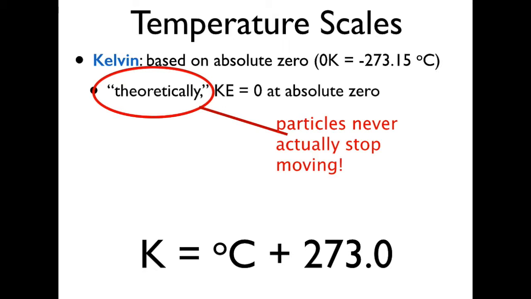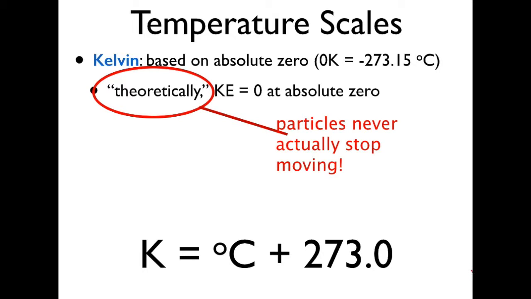So now we can talk about how to convert in between our different temperature scales. Again, Kelvin is based on absolute zero, so 0 Kelvin is negative 273.15. So if you want to find the Kelvin temperature of something, just add 273 to the Celsius. We're not really going to worry about the 0.15 because 273 is so much that the 0.15 doesn't even matter.